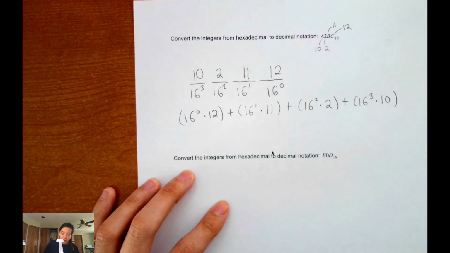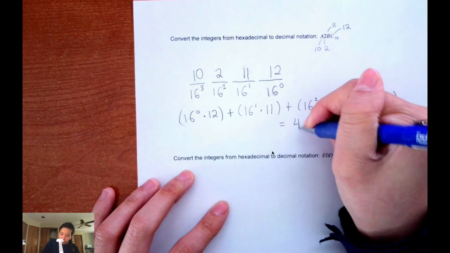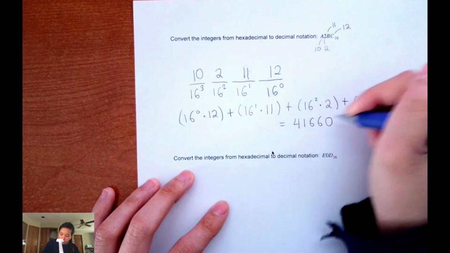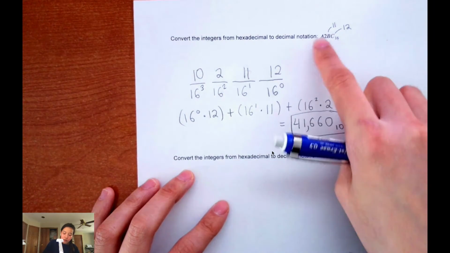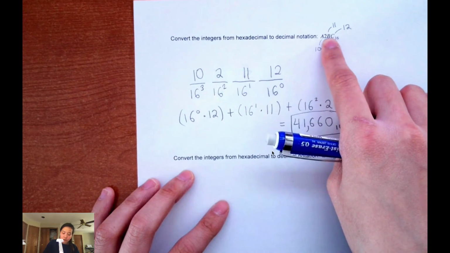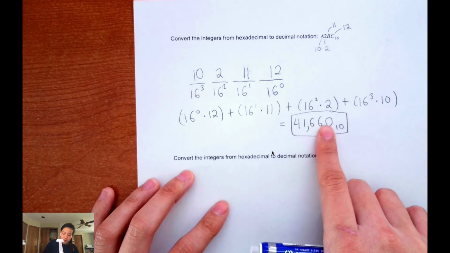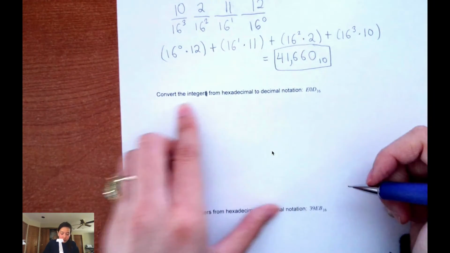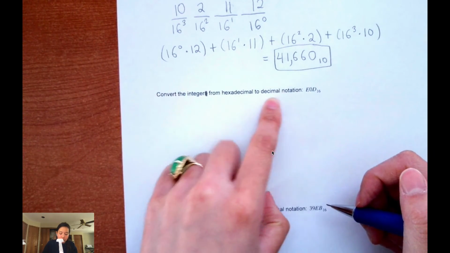And if you put that in your calculator, you would get 41,660 in base 10. So A2BC in the hexadecimal system is equal to 41,660 in base 10.